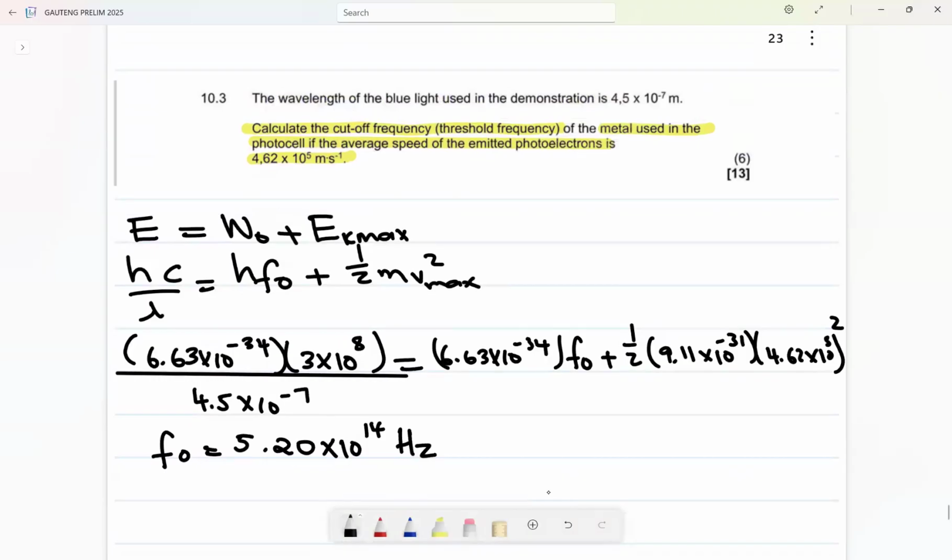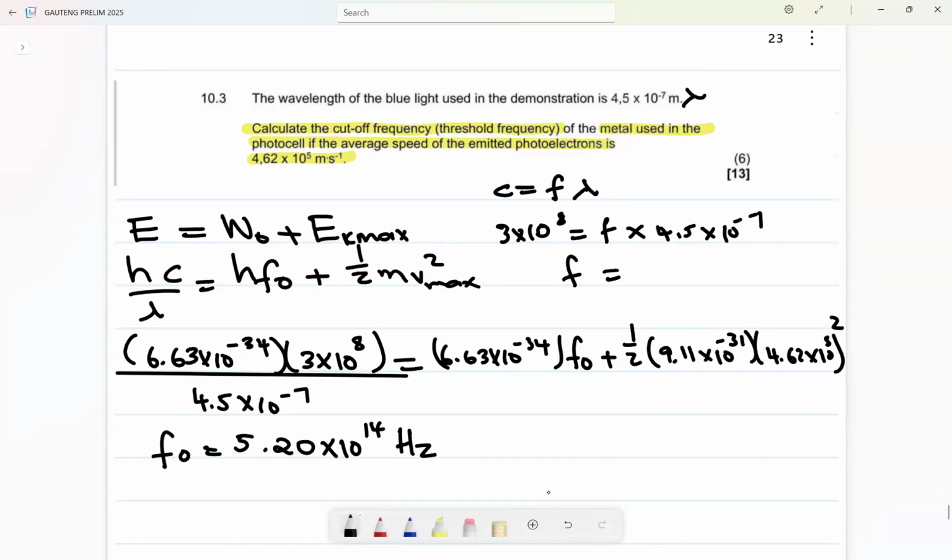Or you can say, let me calculate the wavelength by using this one. If you are given the wavelength again, you know that v is equal to f times the wavelength, and v in this case is going to be c, because we are working with light. So it is 3 times 10 to the power of 8 equals f multiplied by 4.5 times 10 to the power of negative 7.